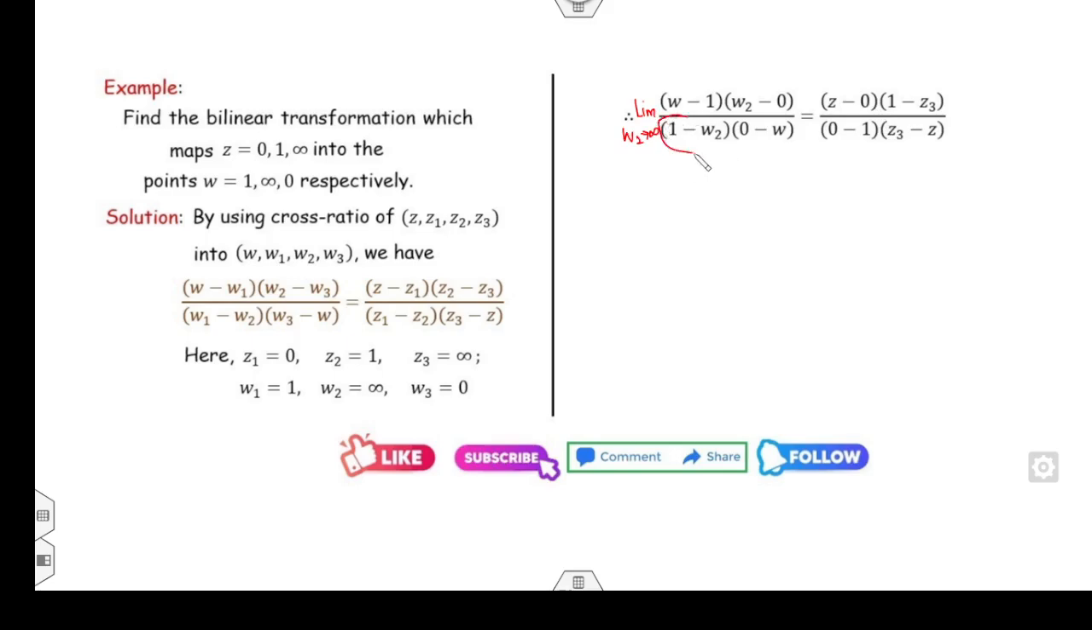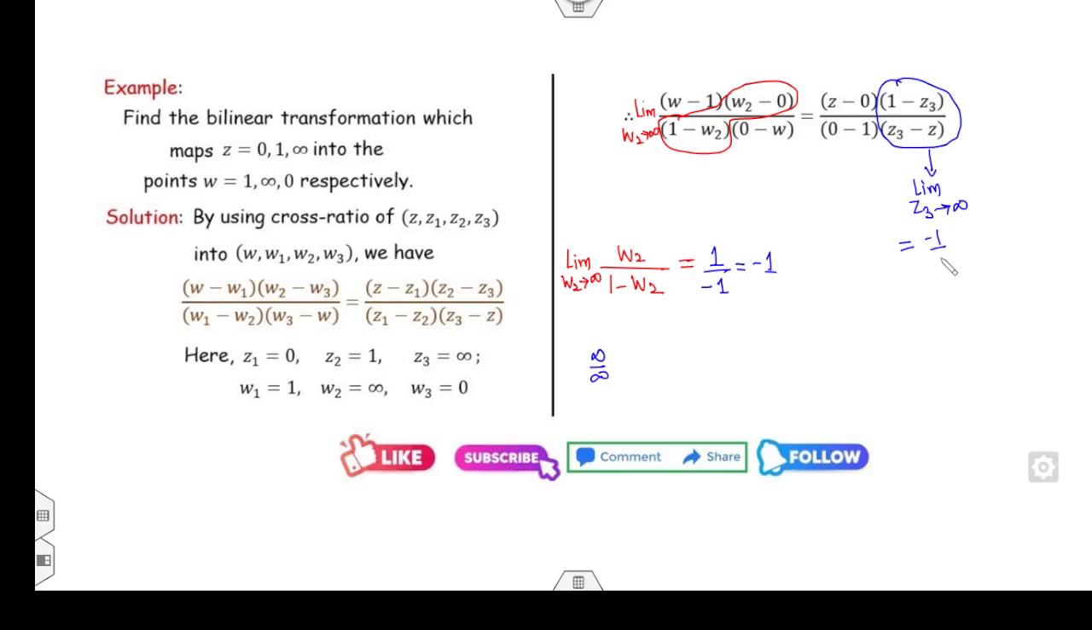So can you solve this expression? Because this is the infinity part, that will be W2 divided by 1 minus W2. What is the limit as W2 approaches infinity? Either you can divide the numerator and denominator by W2, or you can see this is the infinity by infinity form and apply the L'Hopital rule. So that will be minus 1. Similarly, for this component, whenever you take the limit as Z3 approaches infinity, again it's infinity by infinity form, it's minus 1 over 1. So that number will be minus 1.